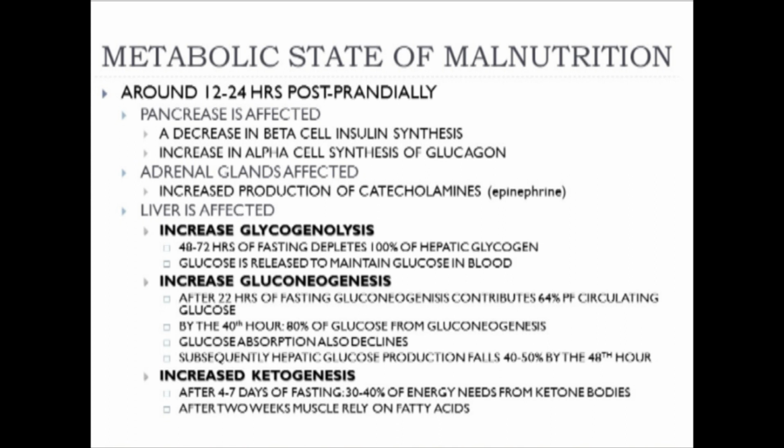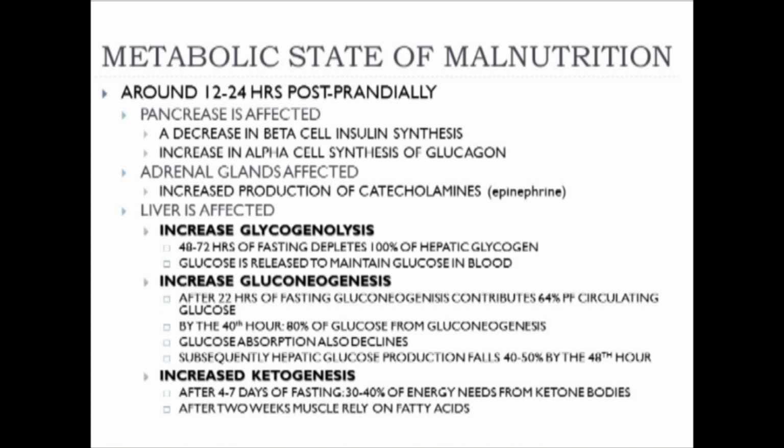Well, I want to examine the metabolic state in malnutrition, looking at different endocrine and organ involvement. Around 12 to 24 hours postprandially, that's after you've eaten, the pancreas is affected in malnutrition. There's a decrease in the beta cells of insulin synthesis. So when you're 12 to 24 hours after having eaten, insulin production goes down, and there's an increase in the alpha cells of the pancreas in the production of glucagon. And the glucagon signals basically the body to start producing sugar, notably by exciting the glycogen phosphorylase A enzyme, which is really the enzyme that causes the breakdown of glycogen and thus the production of sugar. So this is one way it can do it.